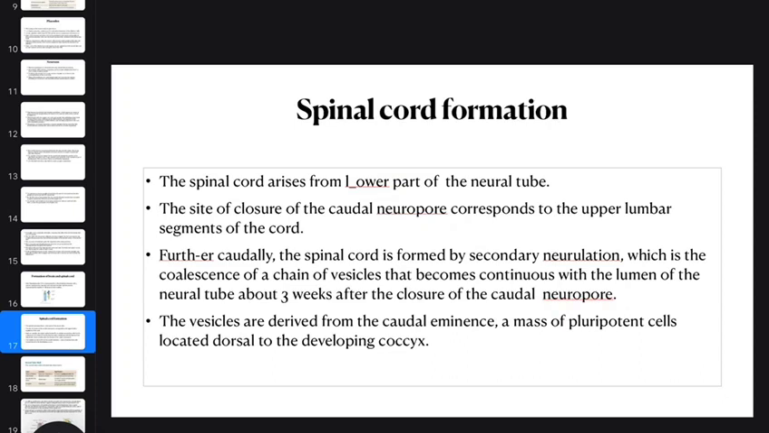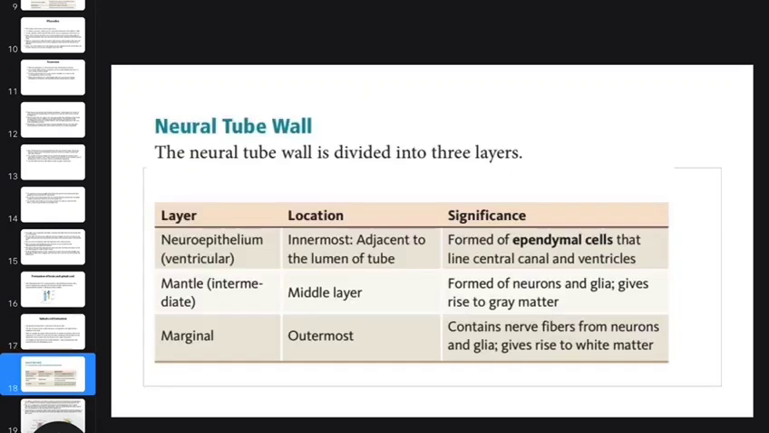The vesicles are derived from the caudal eminence, a mass of pluripotent cells located dorsal to the developing coccyx. Then, coming to the neural tube wall and what they give rise to. The neural tube wall is divided into three layers: neuroepithelium, mantle cell layer, and marginal layer.